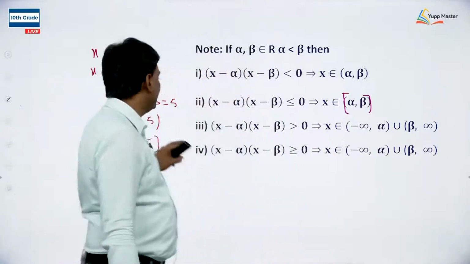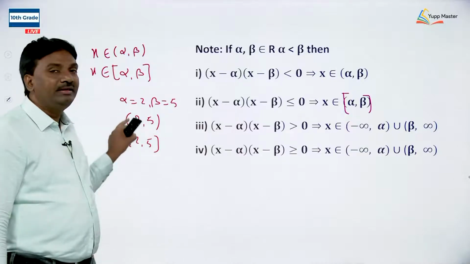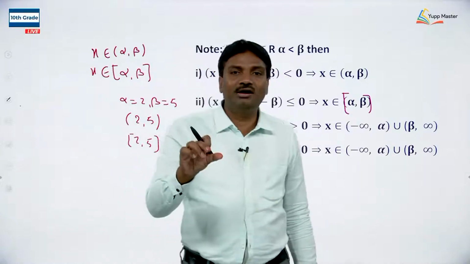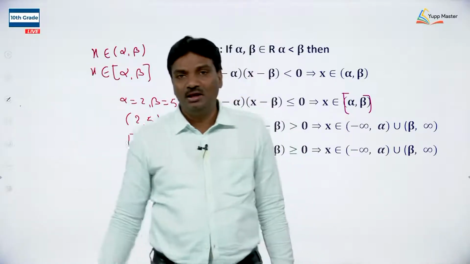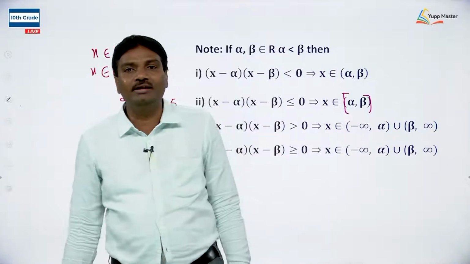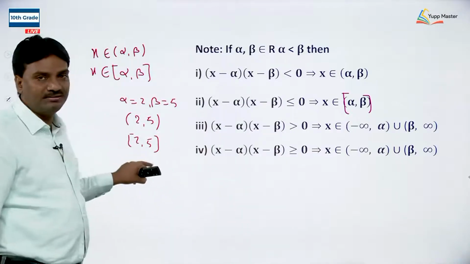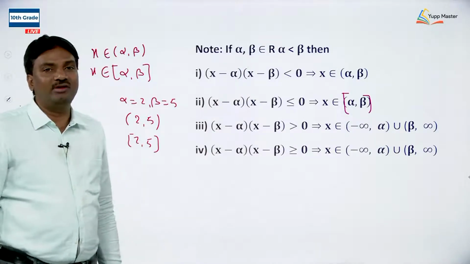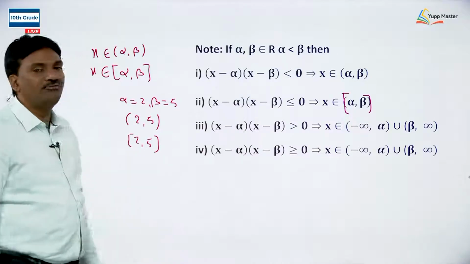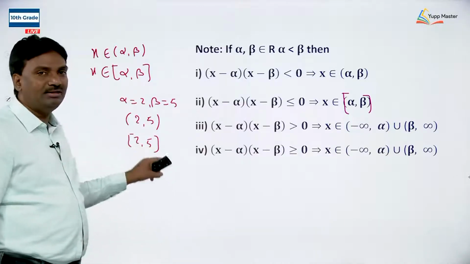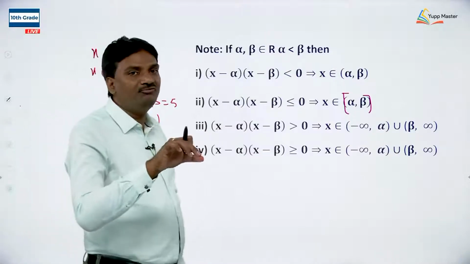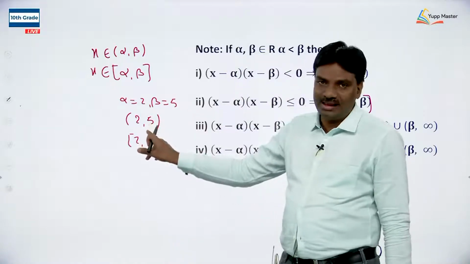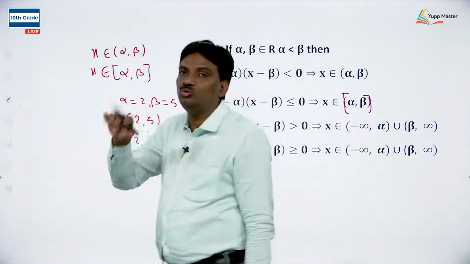So, if you take the bracket like this, we are considering the values of x between 2 and 5 only. Between 2 and 5 means 2 point something to 4 point something. Don't consider exactly 2 or 5 in place of x. If we have the bracket like this, you can consider 2 and 5 also. The meaning of this bracket is you can take any value between 2 and 5 including 2 and 5. But if you take the bracket like this, we consider only the values between 2 and 5.